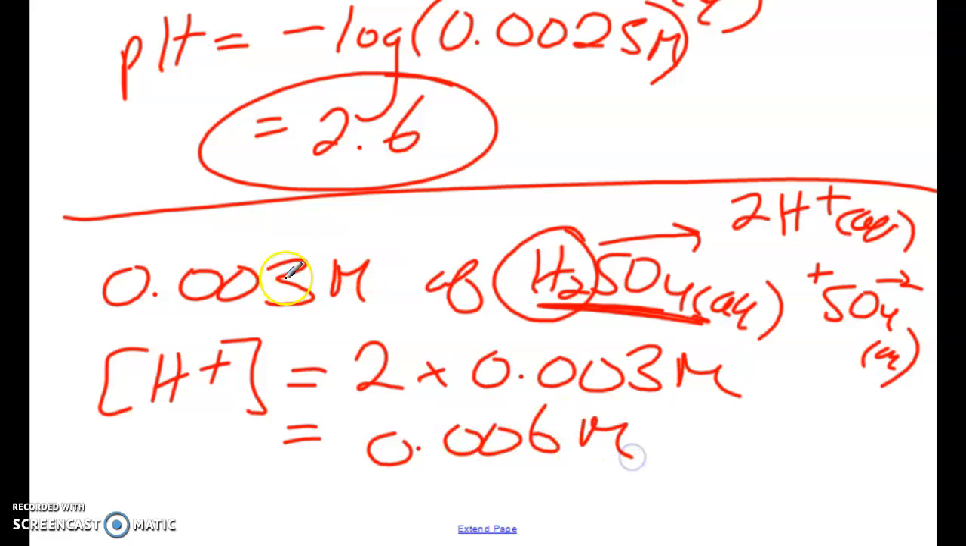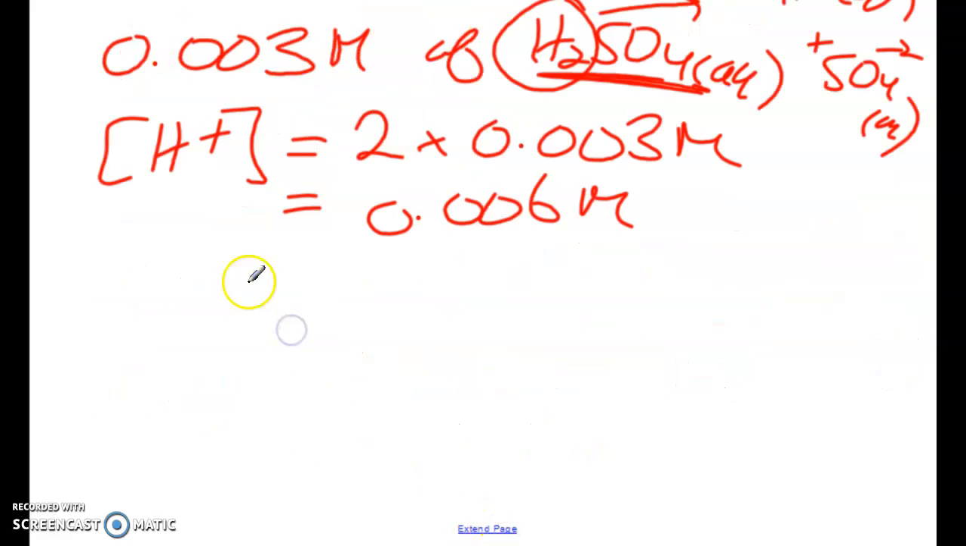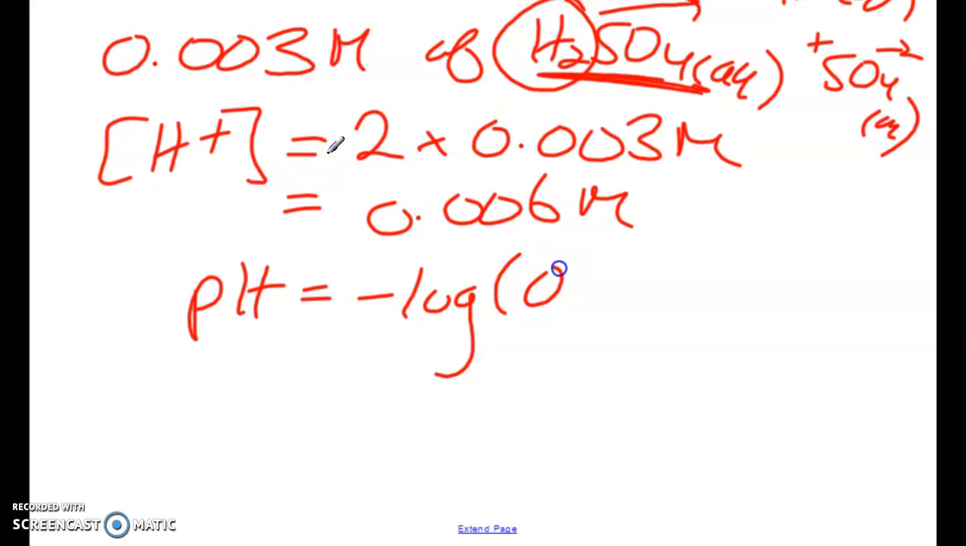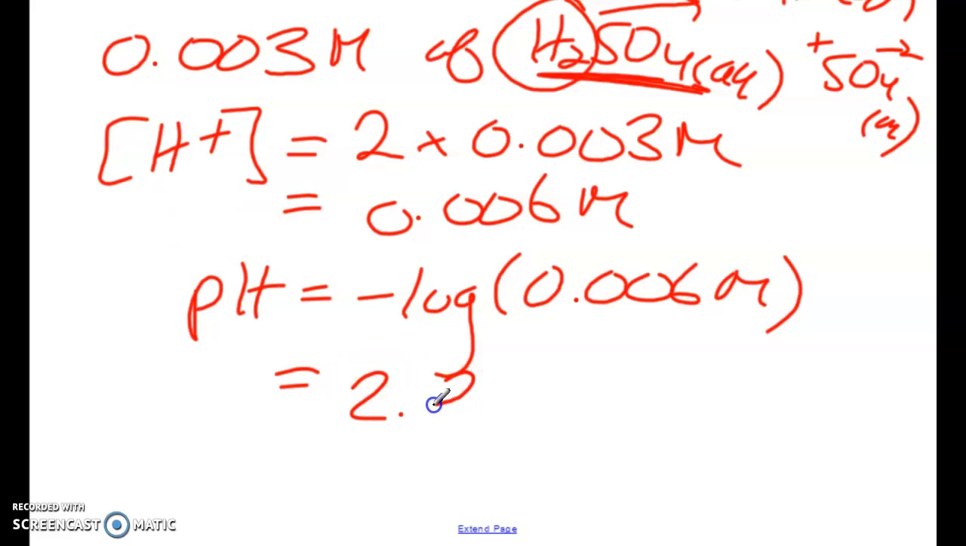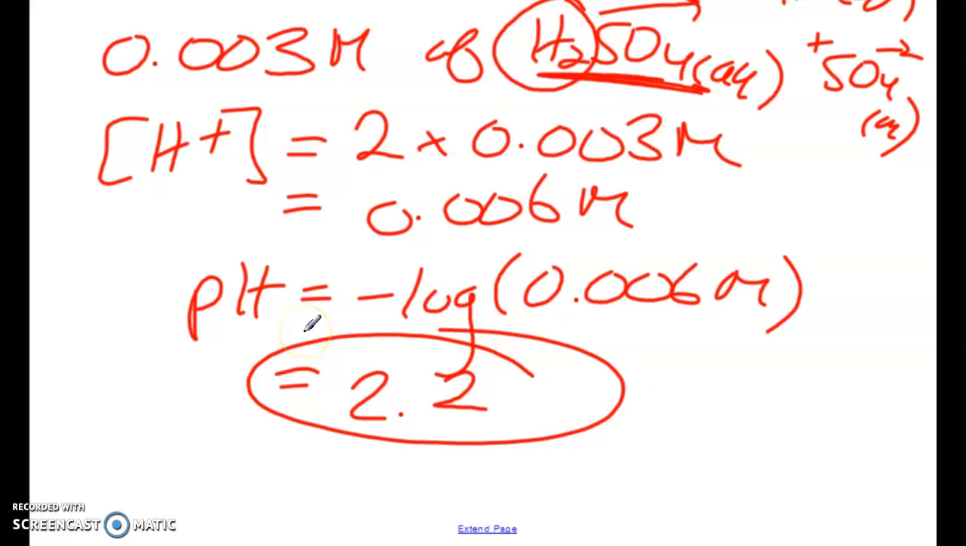So the concentration has to reflect that. Remember, we don't care about the concentration of the overall acid. We want the hydrogen ion concentration. So the pH here would be negative log of 0.006. Negative log of 0.006, which would be 2.2. So be careful, obviously, looking at your compound. So let's look at the next level of difficulty in the next video part.